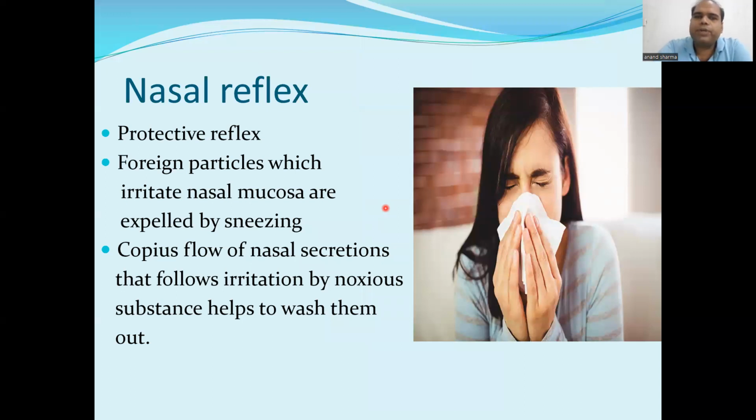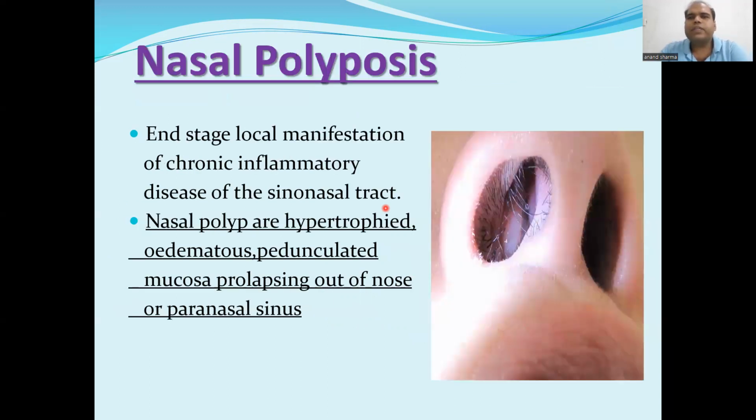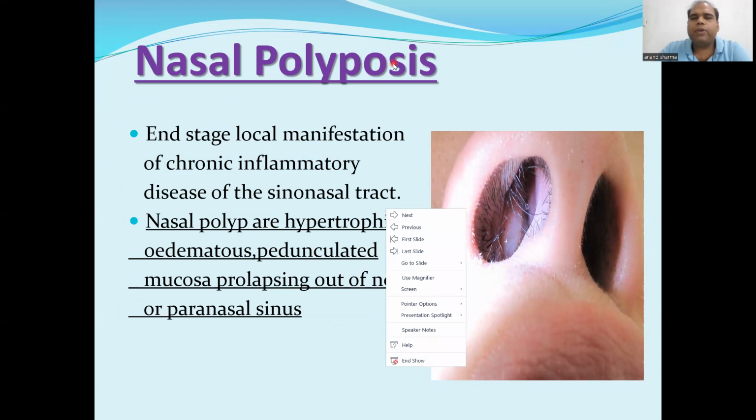Nasal reflexes are the protective reflexes for the removal of foreign bodies or expulsion of nasal mucus. A foreign body which is irritating the nasal mucosa is removed using sneezing. Also, a large amount of secretion which has collected in the nasal cavity can sometimes be removed through sneezing. Now we will discuss nasal polyposis.